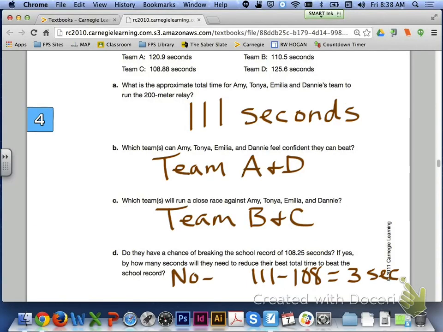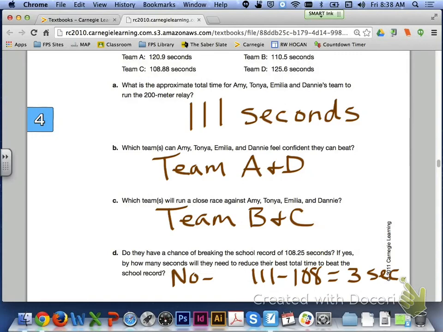So based off of your answer for letter A and the approximate time of 111 seconds, take a look at letter B. Which teams can Amy, Tanya, Amelia, and Danny feel confident that they can beat? Team A and Team D. Team A has 120 seconds. Team D has 125. For letter C, which teams will run a close race against them? B and C are probably going to be pretty close because they were at 110 and 108 seconds.